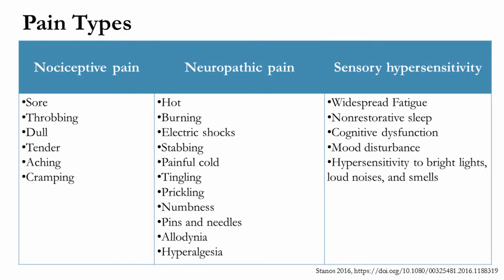So other words such as these would describe pain that may be associated with some ongoing irritation or actual damage to the nerves themselves. And then there can be sensory hypersensitivity, which can be presented for many of our patients as a widespread fatigue, non-restorative sleep, cognitive dysfunction, significant mood disturbances, hypersensitivity to sensations such as light, sound, or smell. And so helping to characterize these will also help in the differential as we are working to frame that.